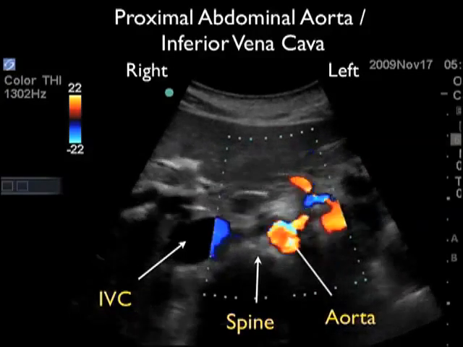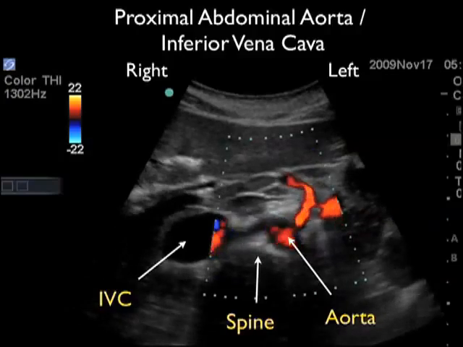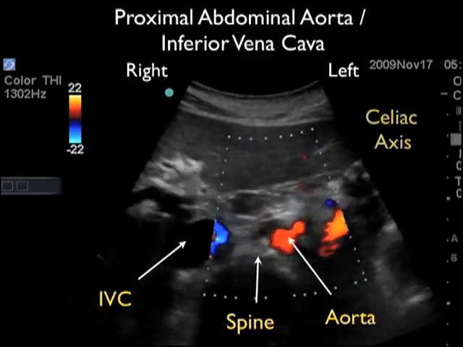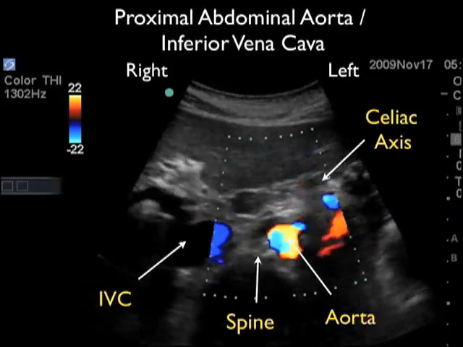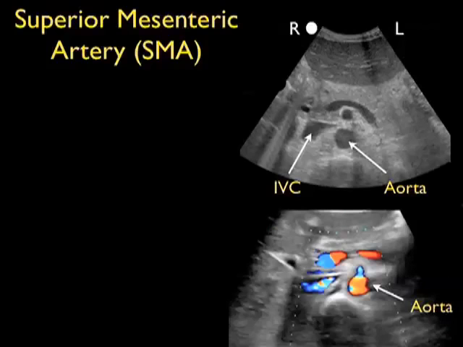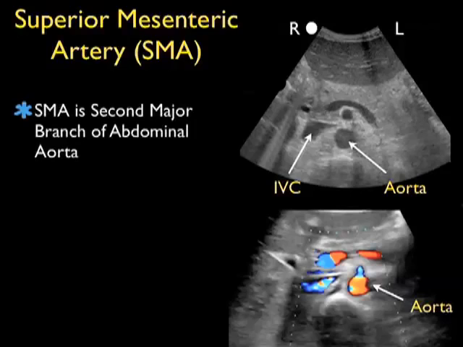As we look closely at the aorta, we see the branch, the celiac axis, coming off anteriorly from the aorta, again having that classic appearance of the seagull sign with the two branches, the hepatic and splenic arteries. The second major branch of the abdominal aorta is the superior mesenteric artery, also known as the SMA.